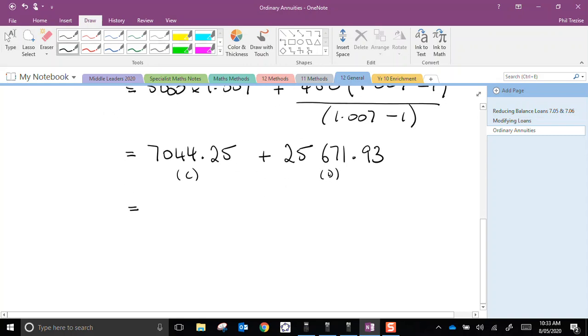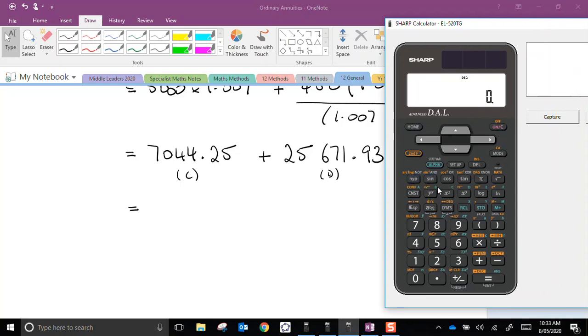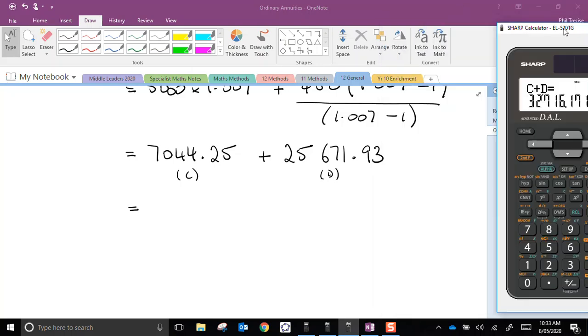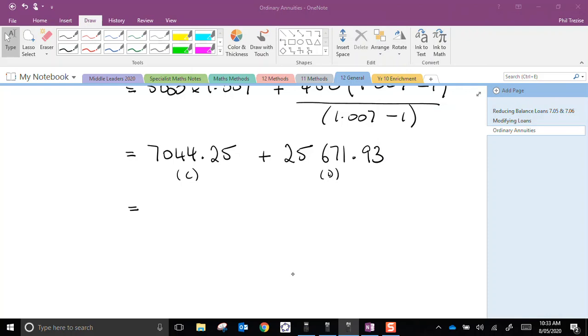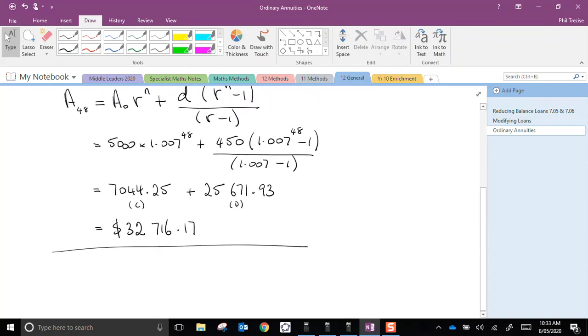Now, all I really need to do is go on the calculator C plus D. So let's just clear that up, and we'll go alpha C plus alpha D. There's my answer, 32,716 and 17 cents. So let's write that down as our final answer. The answer is $32,716.17. And that's how much our friend would have had in their investment annuity account after 4 years.